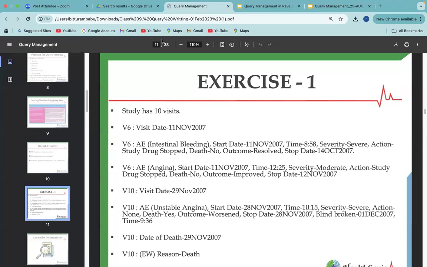Very good, exactly. See that the patient had come on 11th November 2007. So there is an adverse event, intestinal bleeding. The start date is 11th November, time 8:58, severity severe, action study drug stopped, death no, outcome resolved. That means the patient resolved, so when it is resolved there should be a stop date because it's cured. But if you see the stop date, it's in October, not in November. Very good. Now read the rest of the lines and tell me there is an error. Tell me.